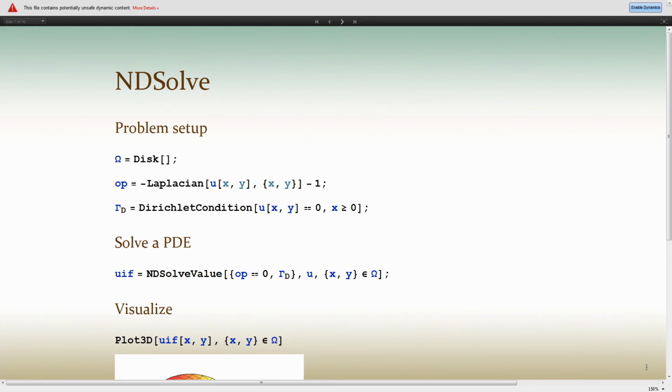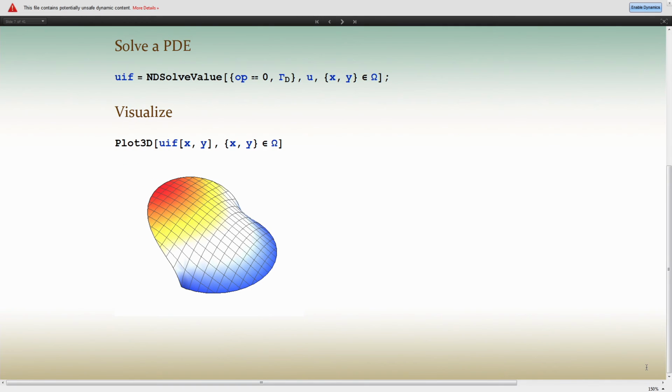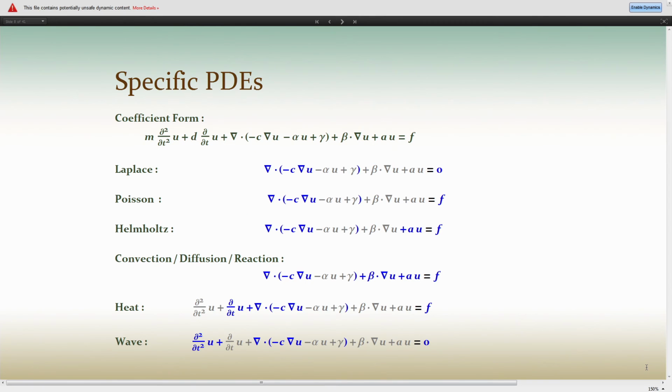In NDSolve, if we do a problem setup like that, you specify a region. I just use an arbitrary region here, like a disk. You specify an operator, the Laplacian, and then we can have something like a boundary condition, a Dirichlet boundary condition in this case. And there, you see I specified that the dependent variable u is supposed to be 0. And the second argument specifies where that boundary condition is supposed to be active. So everywhere where x is larger than 0, this boundary condition is going to be active. And then you call NDSolveValue again with the operator and the boundary condition as we specified them, and that will return you an interpolating function. And again, you visualize the solution with, for example, Plot3D. And also note here that, again, we specified x and y are part of this region omega. So that's in principle how it works.